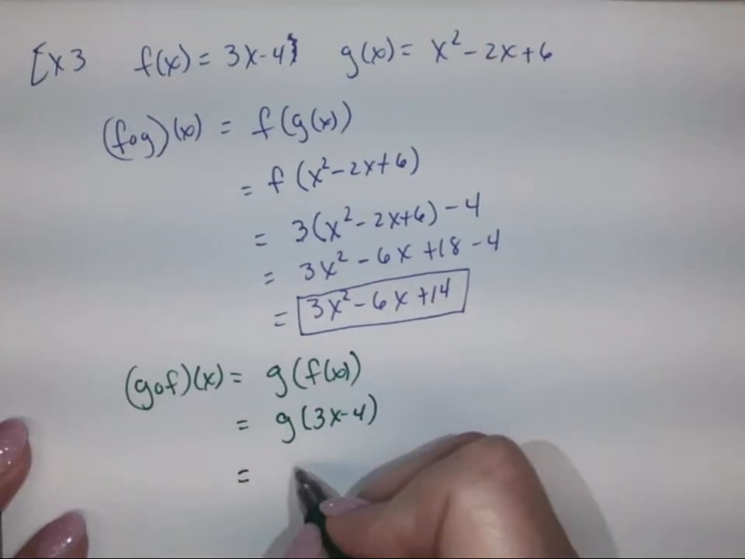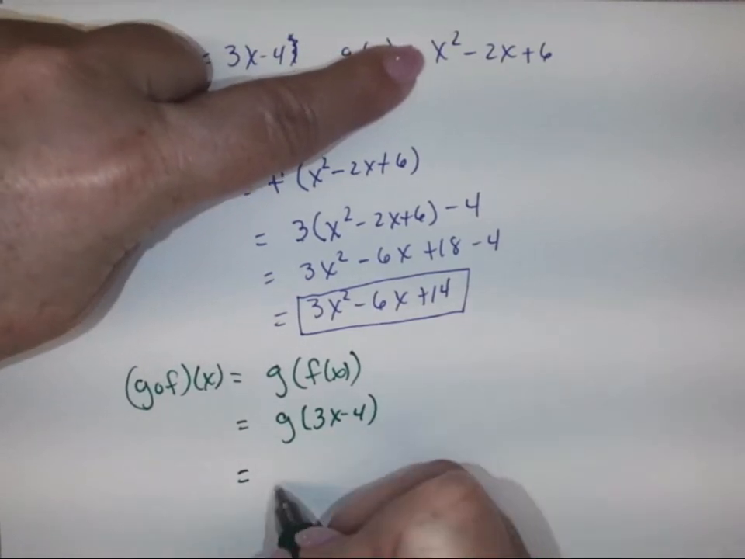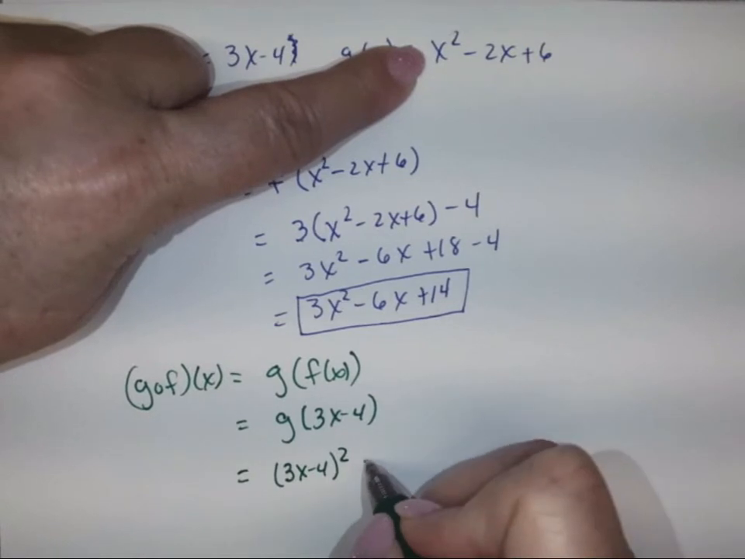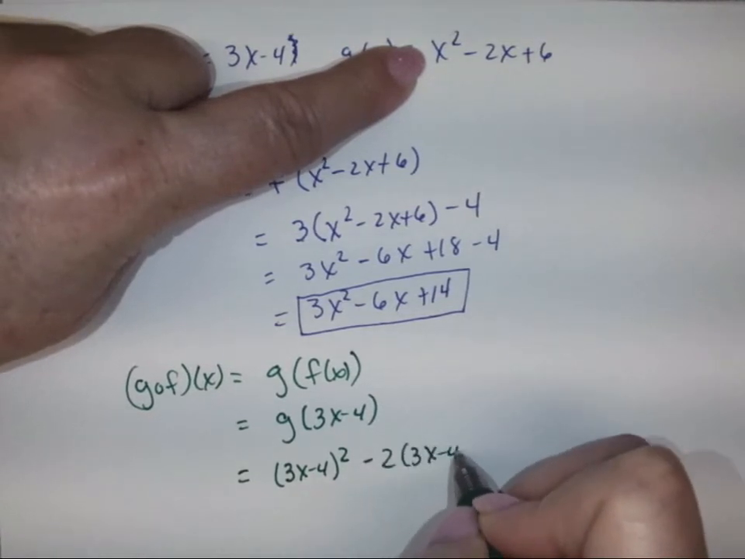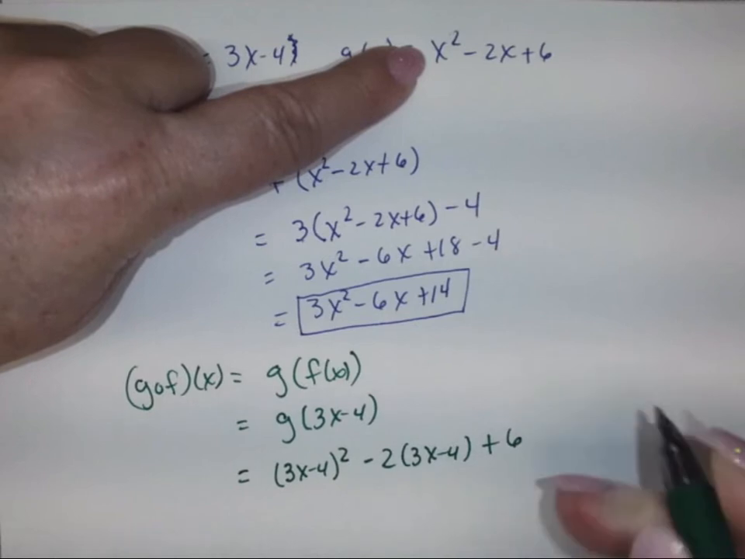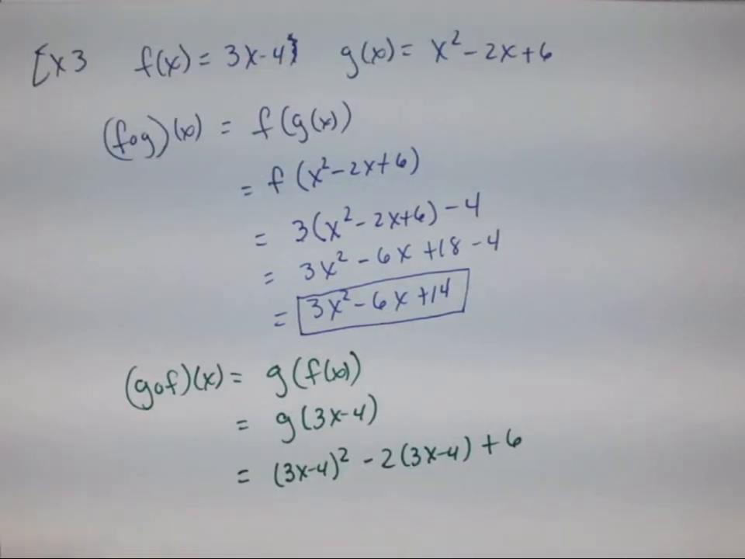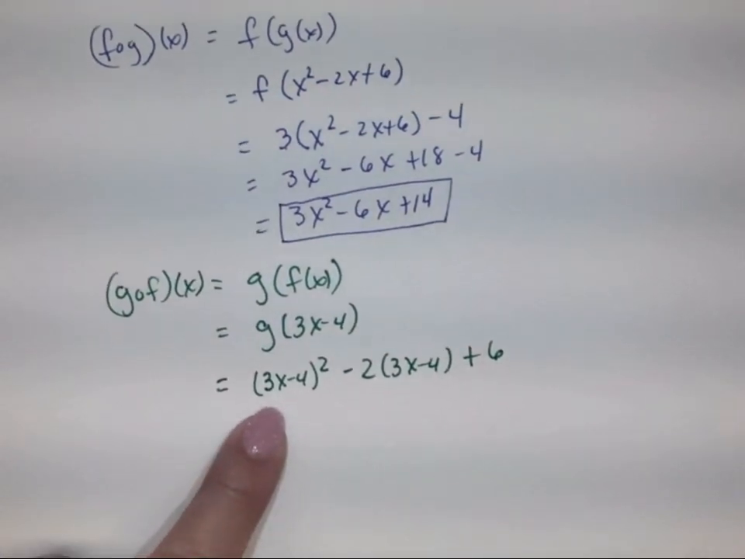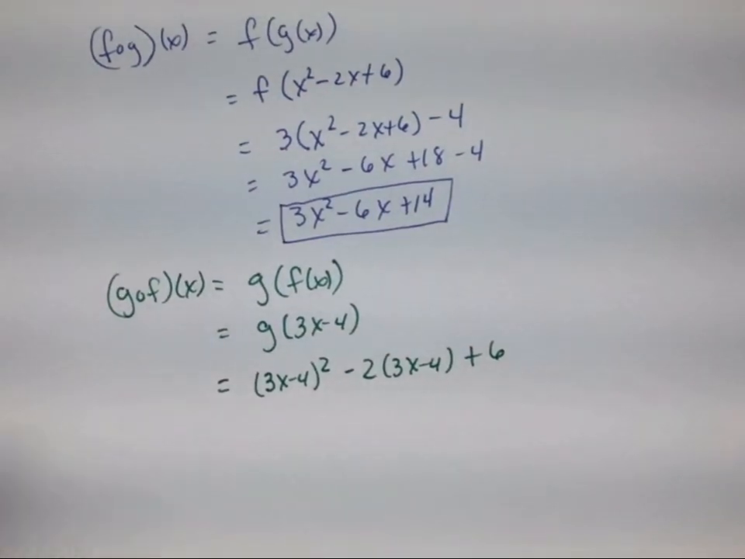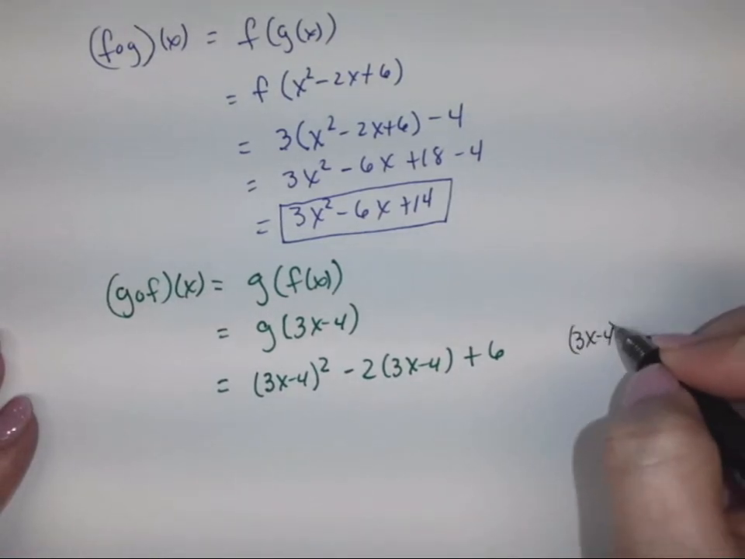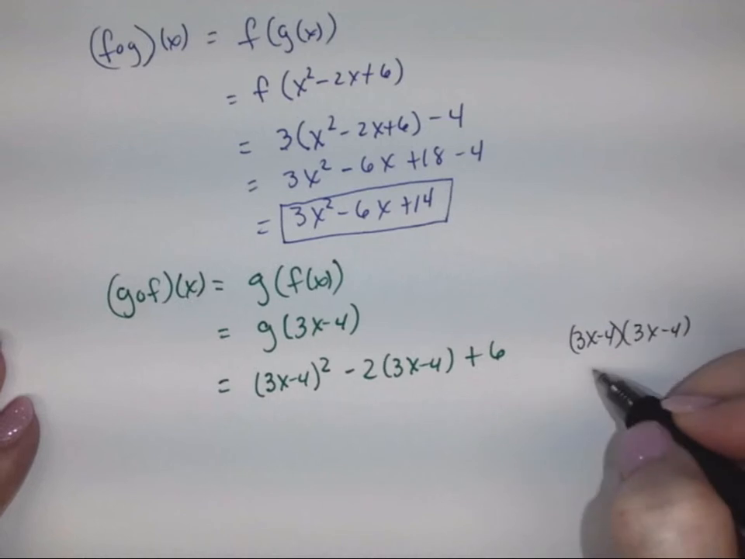So in this case, because we have an x squared, we're going to have 3x minus 4 squared minus 2 times 3x minus 4 plus 6. So everywhere there's an x, I plugged in 3x minus 4. So we need to multiply this out. Remember that 3x minus 4, our quantity squared, is 3x minus 4 times 3x minus 4. So I'm going to come off to the side here and take 3x minus 4 times 3x minus 4.